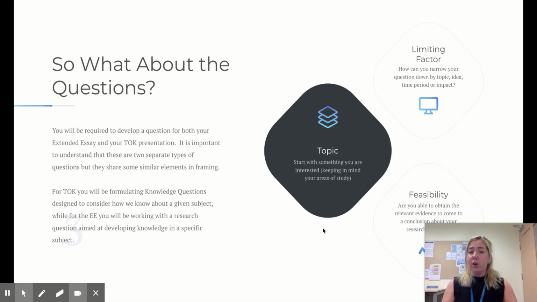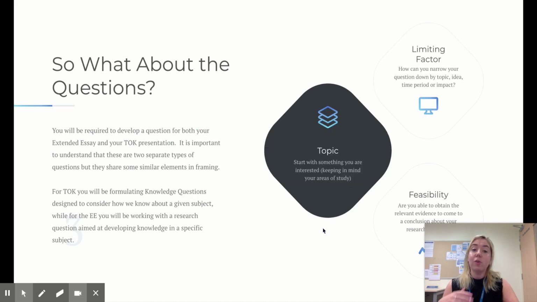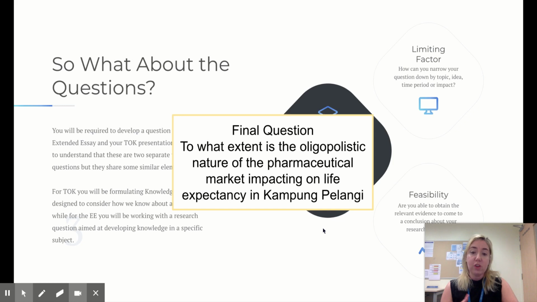And that then helps us to focus our question down one step further to start looking at something more like this. I've got a community, I can talk to them. Having done that, you're able to generate the final question. So the final question might look something like this. To what extent is the oligopolistic nature of the pharmaceutical market impacting on life expectancy in this village? Okay, so it's now much more specific. And I'm not saying this is even the most specific it could be. You could really probably make this a little bit smaller, and you could be looking at specific effects of this market, but it's a start.